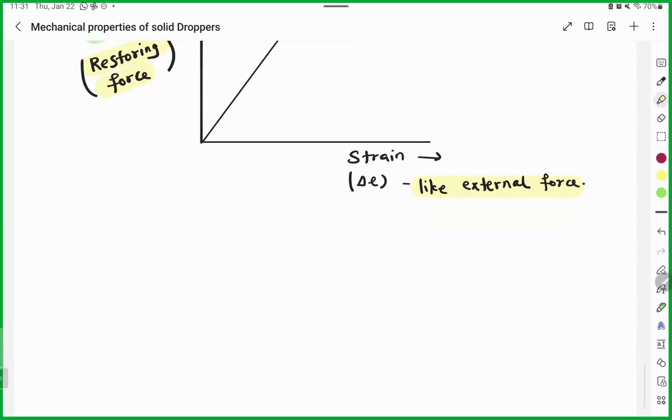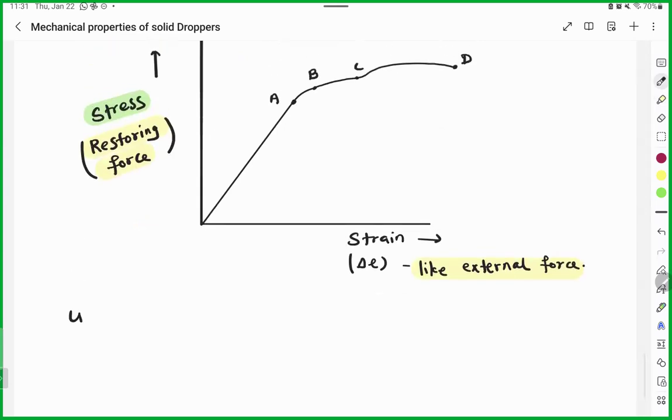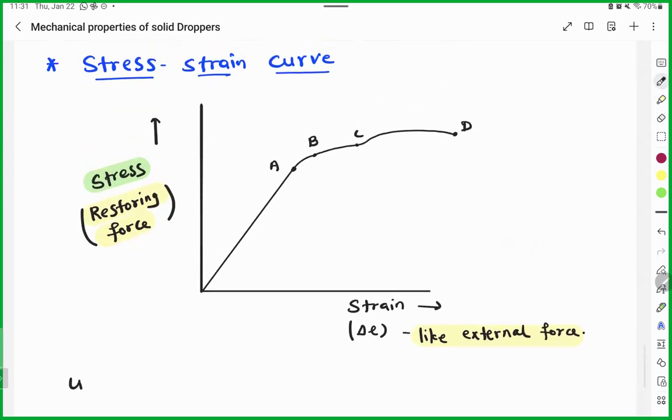Any doubt, guys? No, sir. So I will write here only. Note it down. All these names are really important. What is the meaning of each line?